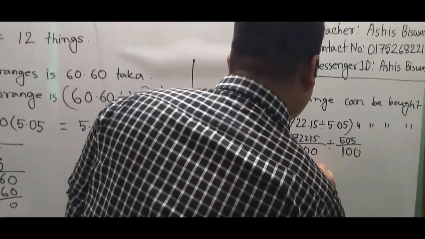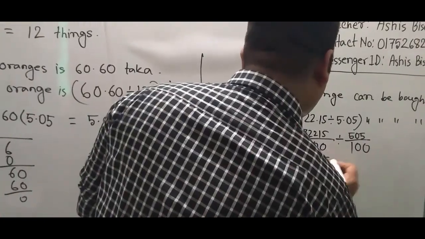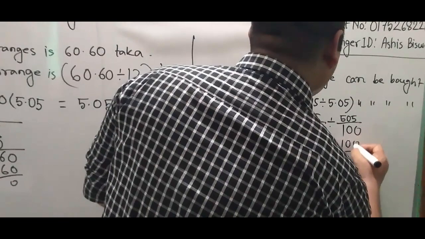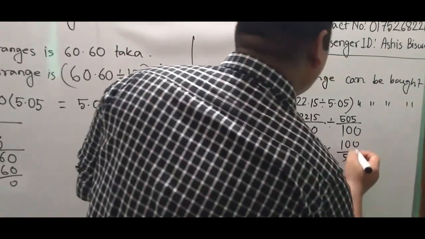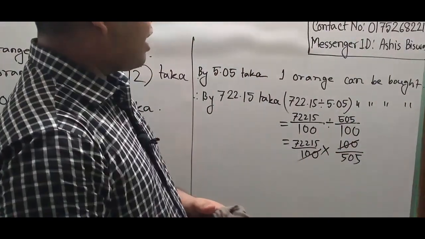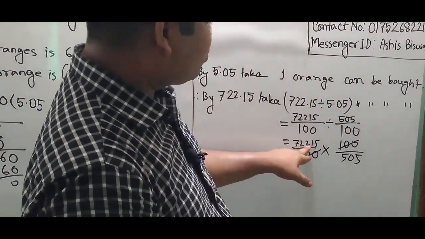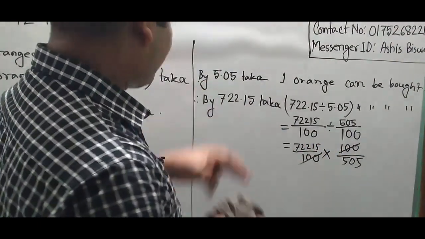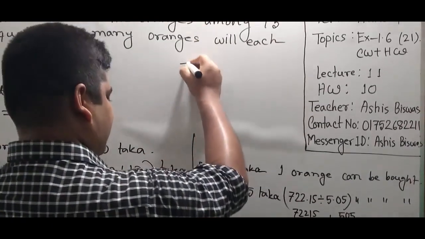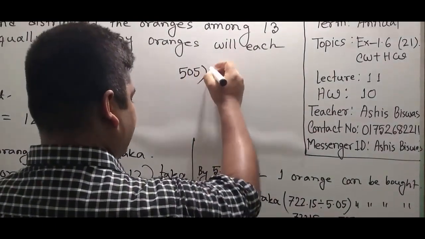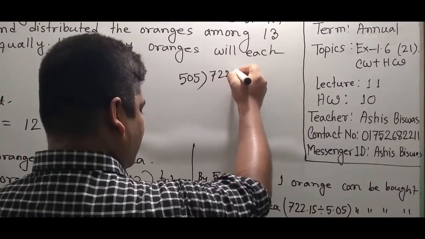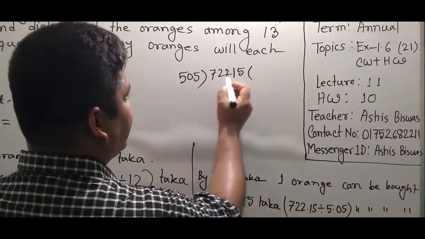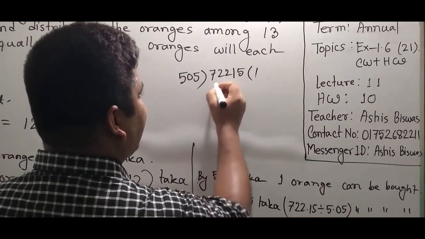Now we convert: 72215 divided by 100 multiplied by 100 divided by 505. Now we cut these and divide 72215 by 505. How can we do it? Here you notice, 505 divided into 72215. My dear students, in 722, 505 goes in one time.